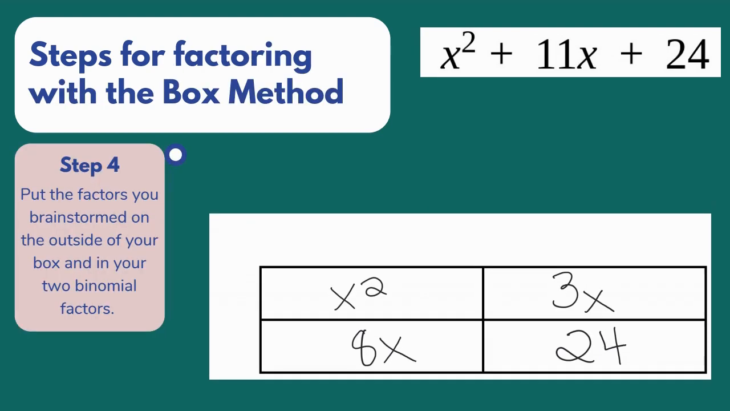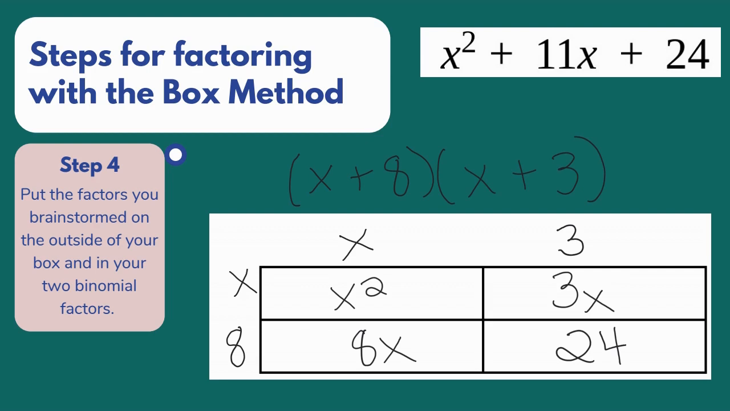Our final step says to put the factors we brainstormed on the outside of our box in our two binomial factors. So we know that in our binomials, we generally start with an x term and an x term, which together is how we created x squared. So we'll take the two factors that we brainstormed, which were 8 and 3, and we'll put them on the outside of our box. That means that we would have these two parentheses, x plus 8 and x plus 3.